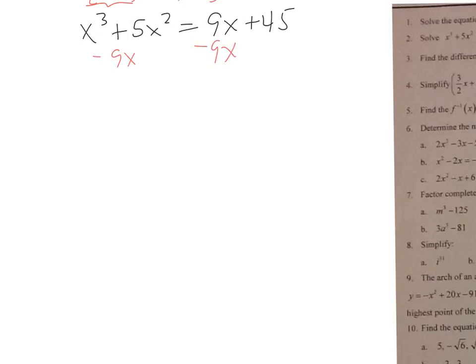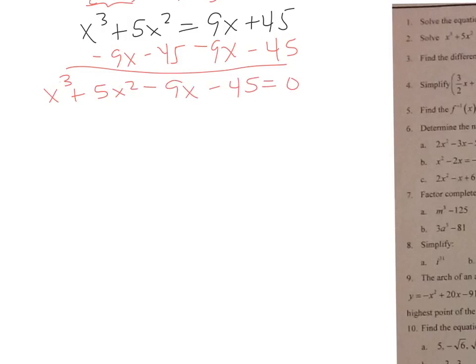That does not match up with anything on this side of the equation. And I want to minus 45, and that also does not match up with anything on this side. So I get x to the third, sorry, plus 5x squared minus 9x minus 45 is equal to 0. I see that it is 4 terms, so I am going to factor by grouping. I group the first 2, and I group the last 2.